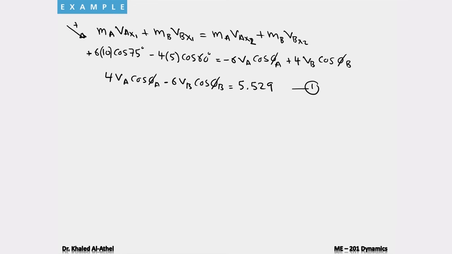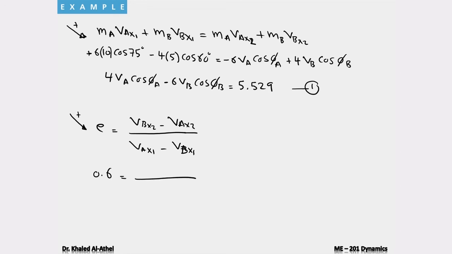Now, my second equation I can do in this case is the coefficient of restitution along the same positive x. So we're going to say e should equal VBx2 minus VAx2 over VAx1 minus VBx1. Okay, and this gives me 0.6, which is given in the problem, equals to, now let's look at VBx2.